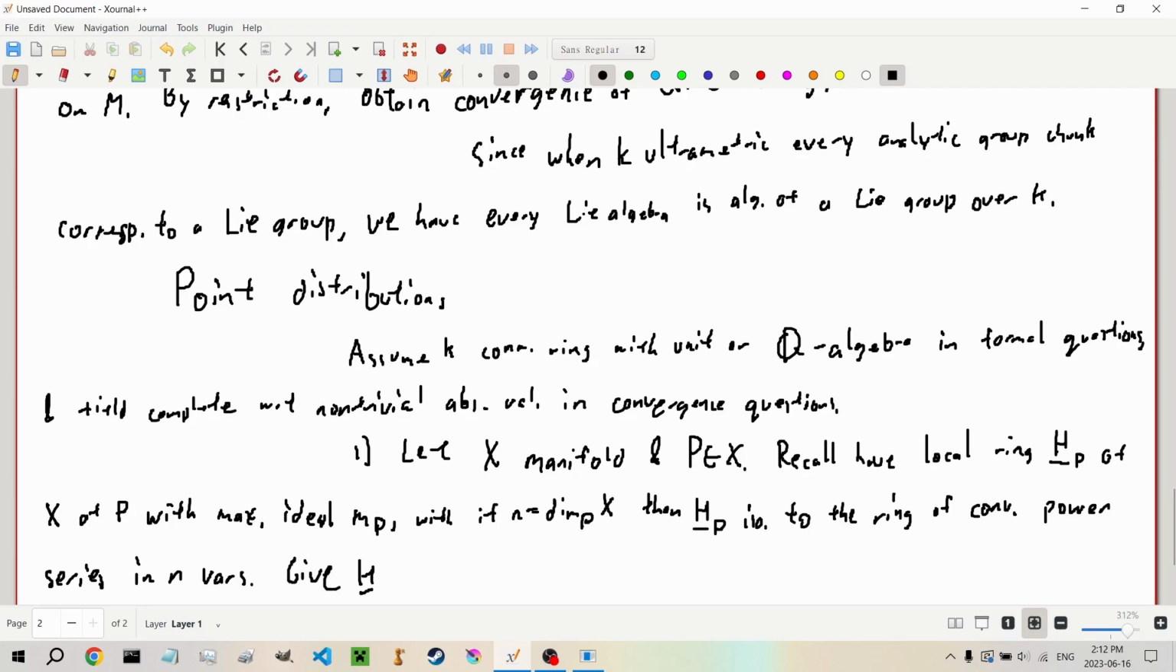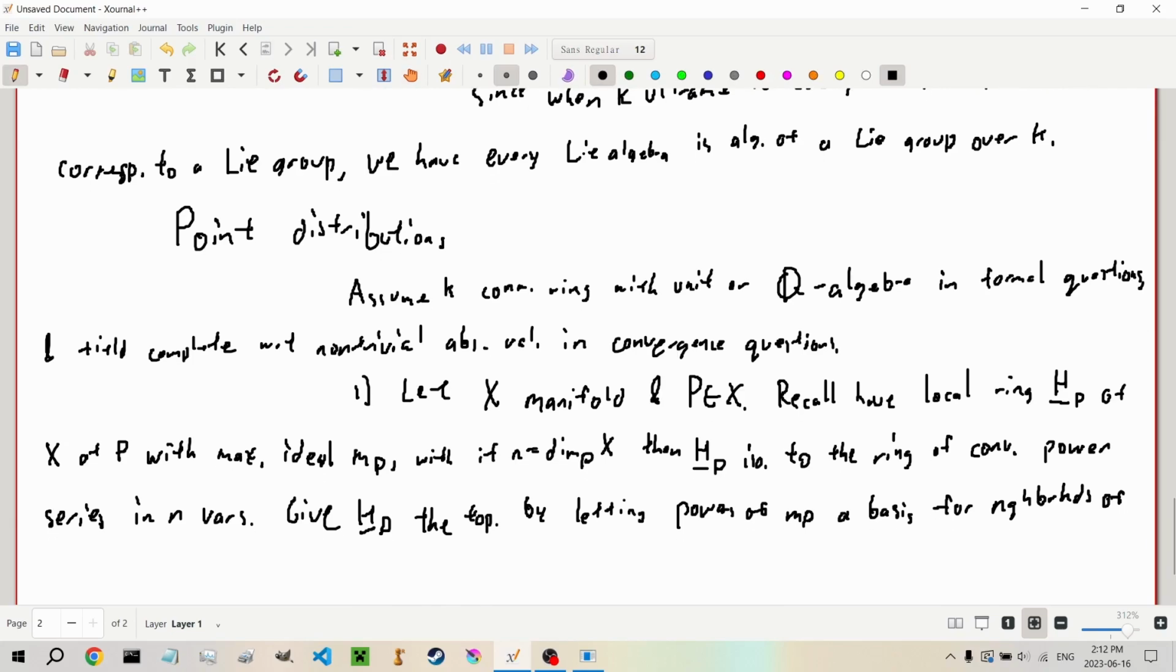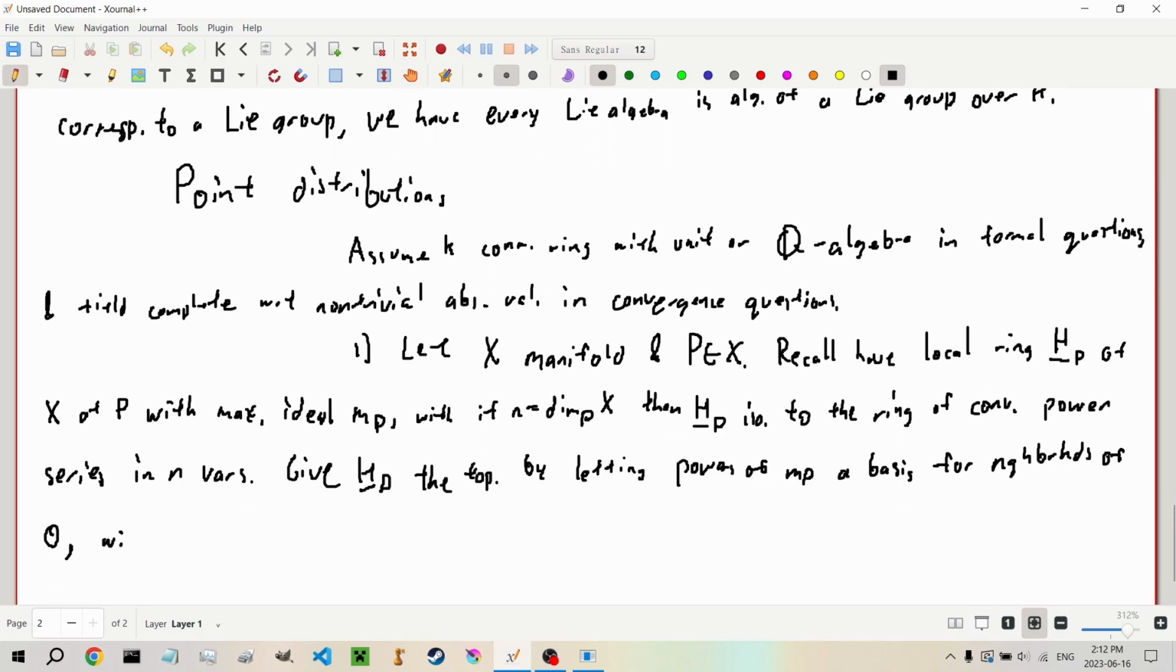We'll give H_P the topology defined by letting the powers of M_P be a basis for the neighborhoods of 0, with K, the subspace topology on our base K in H_P, being given the discrete topology.